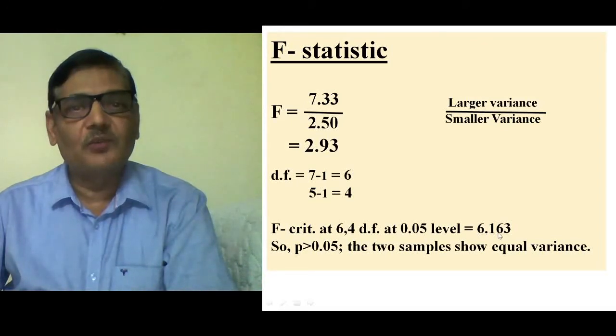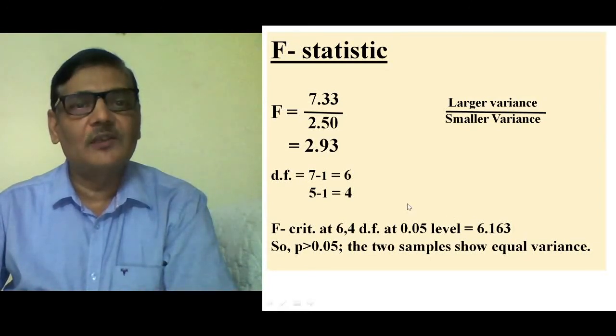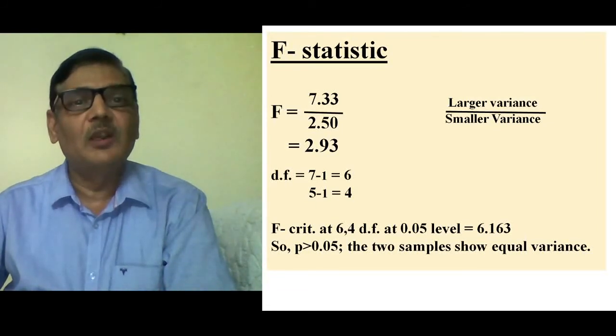value, that is 6.163. So we accept the null hypothesis, because in the beginning itself we hypothesized that there is no difference between the variance values of the two samples. So we find that this hypothesis is correct over here, and the probability will be more than 5%. Thus the two samples show equal variance. So in this way we can see whether two samples have equal variance, or whether a significant difference exists between the variance values.